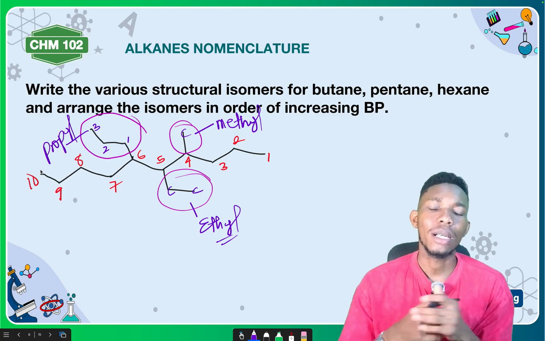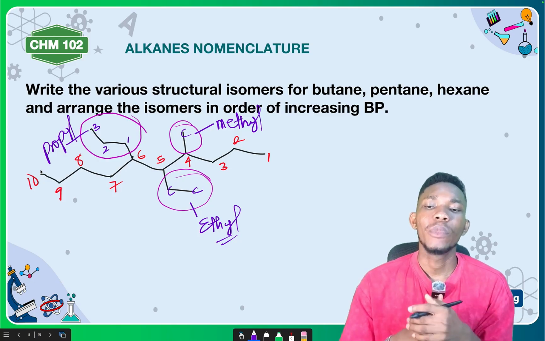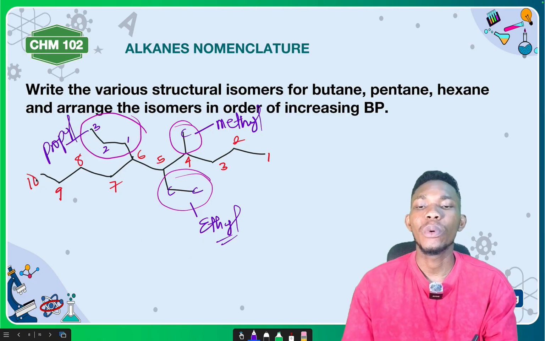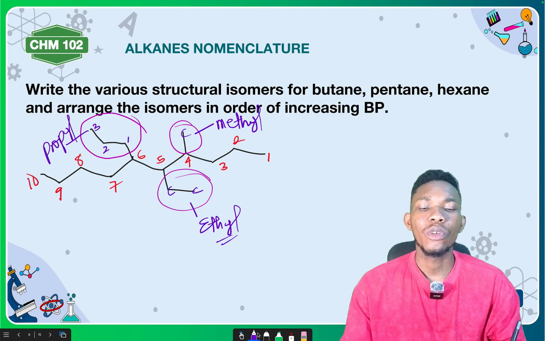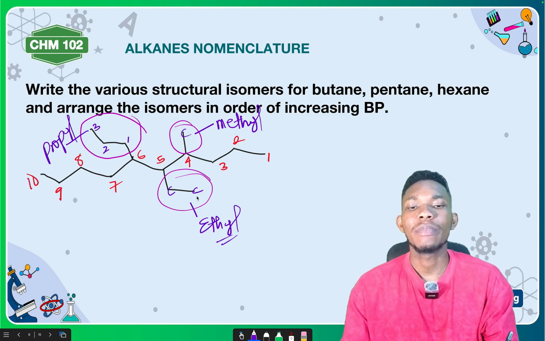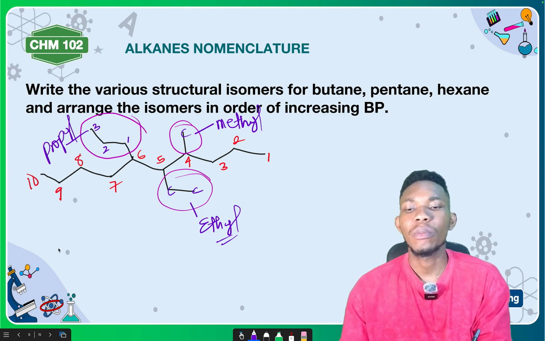So if you want to name this compound, you name them in alphabetical order. E comes before M, which comes before P. Then the parent name will be what? Decane, because it has 10 carbons. So if we want to name this compound, we name ethyl first, at position number 5.